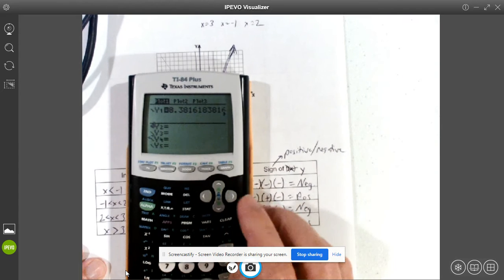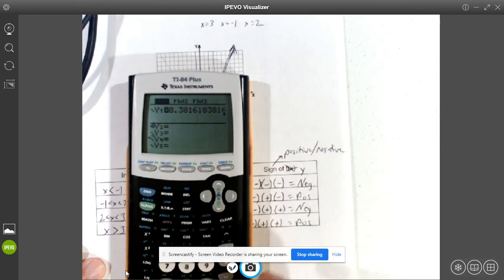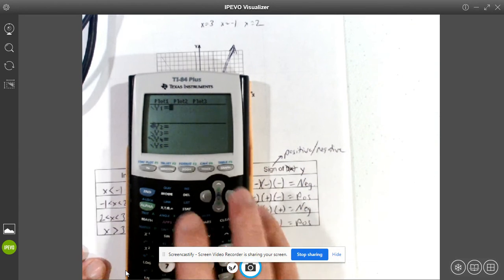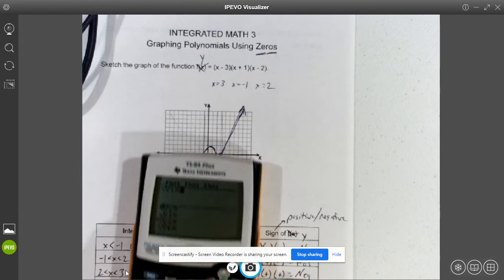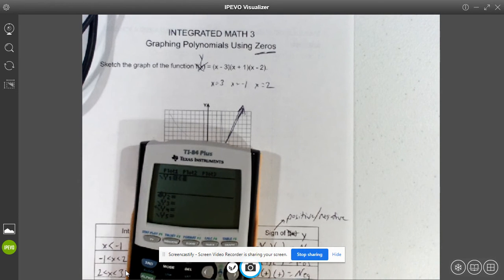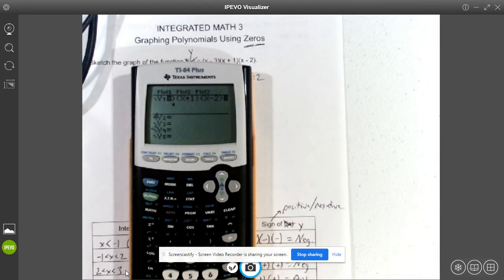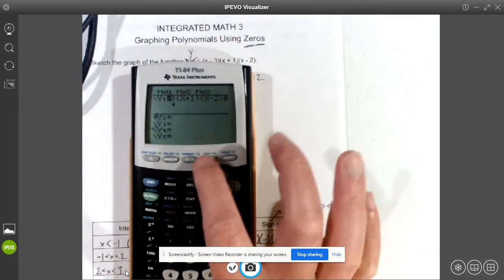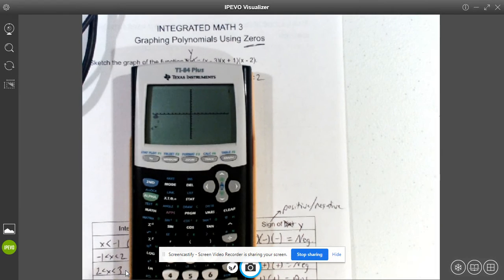Now just for fun, let's see how far off we were here. I've been doing some other work on here, so let me clear this off. So I'm actually going to graph this thing. I'm going to graph x minus 3 times x plus 1, making sure I put all these in parentheses, times the quantity x minus 2. And then, just because I've been doing some other stuff, I'm going to hit zoom 6 just to get that standard window.